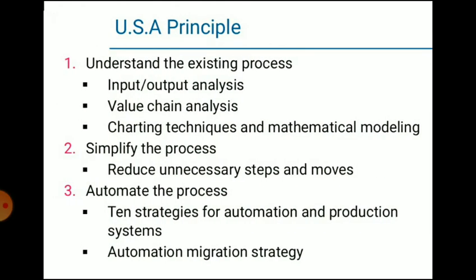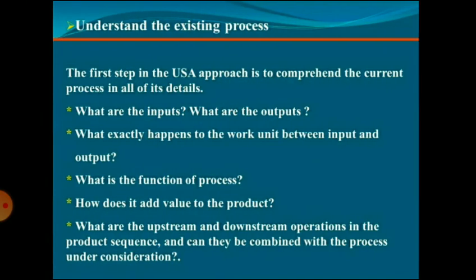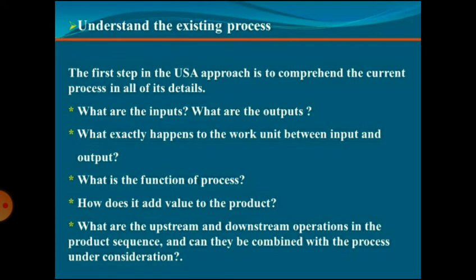So in this we will see, so first understand the existing process, input and output analysis, value chain analysis, and charting techniques and mathematical modeling. Second, simplify the process, reduce unnecessary steps and moves. Third, automate the process. 10 strategies for automation and production systems, automation migration strategy. So the first point in a USA principle is U, that is stands for understand the existing process.